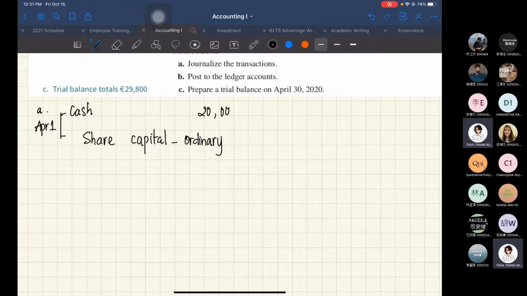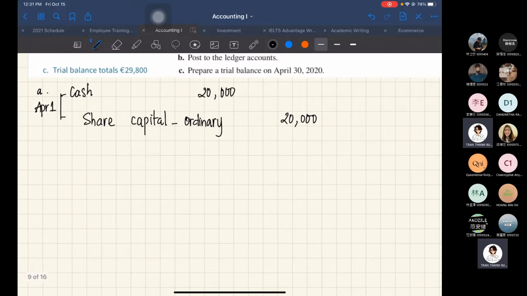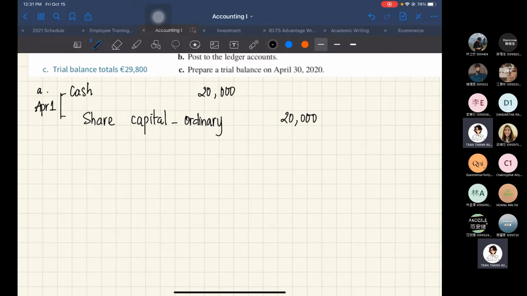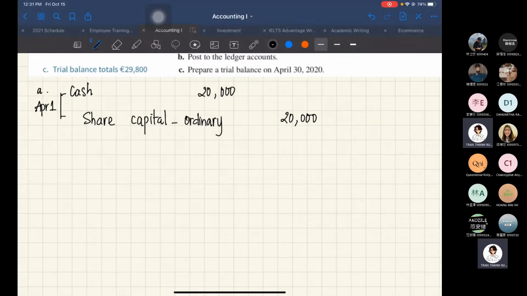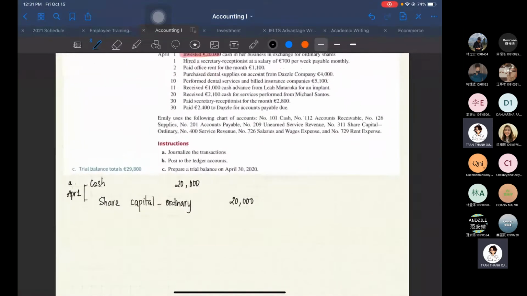This one of course 20,000. Okay. And remember debit and credit sign. Which section does cash belong to? Asset. Great. Share capital ordinary? Great. Online student, you always can answer any question that I'm asking, so no worry. Okay, that's for April 1st.